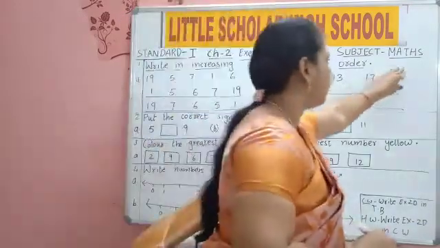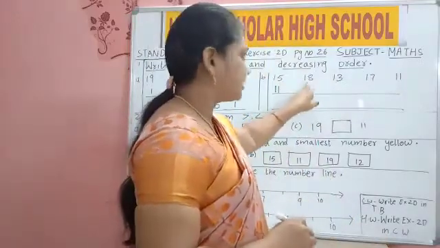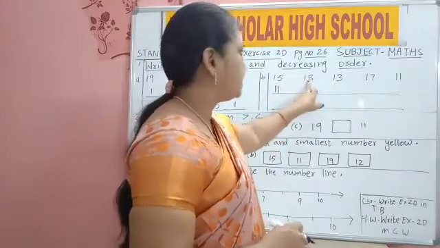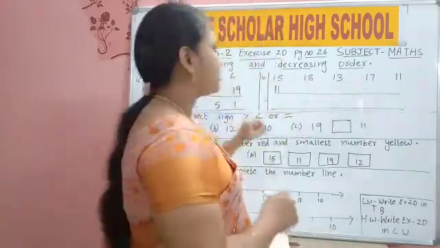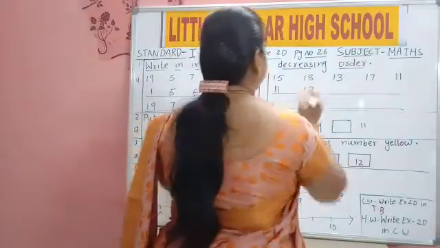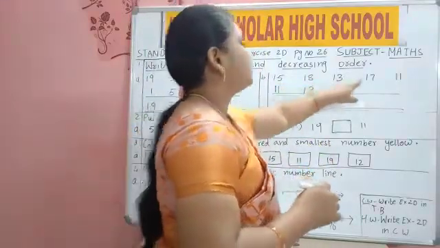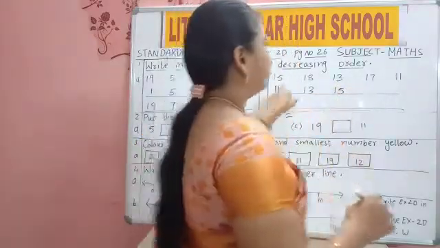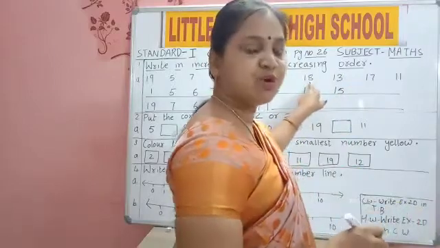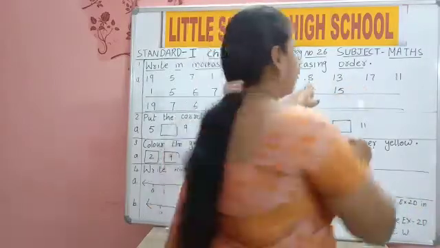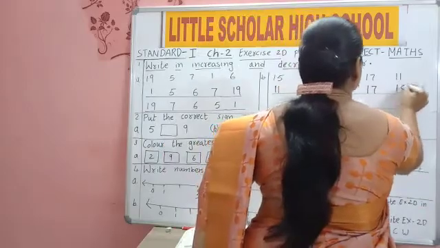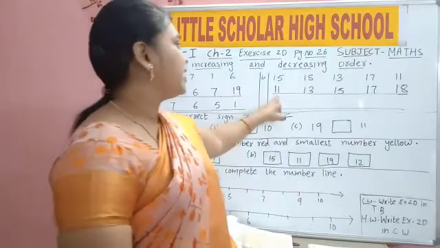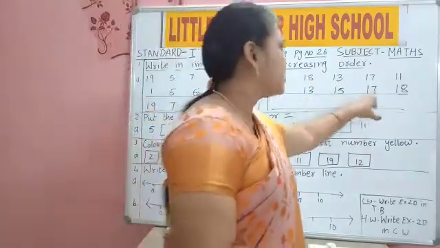Now we have finished with 11. We have 15, 18, 13, 17. Among these, 13 is small. Now we have 15, 18, 17. Which is small? 15 is small. Then next we have 17 and 18. 17 is small, then at last 18. This is the way of writing increasing order: 11, 13, 15, 17, 18.